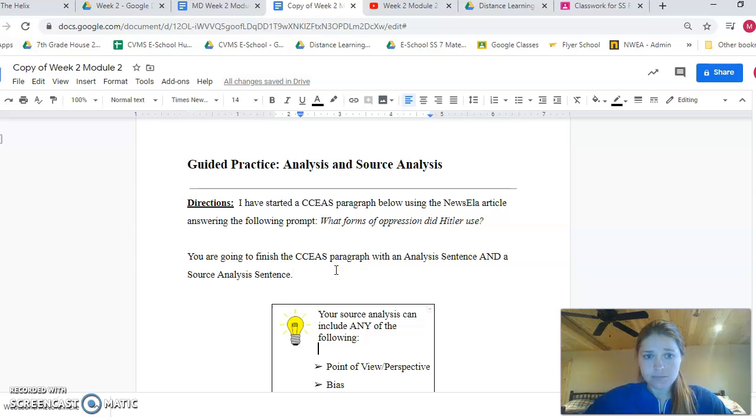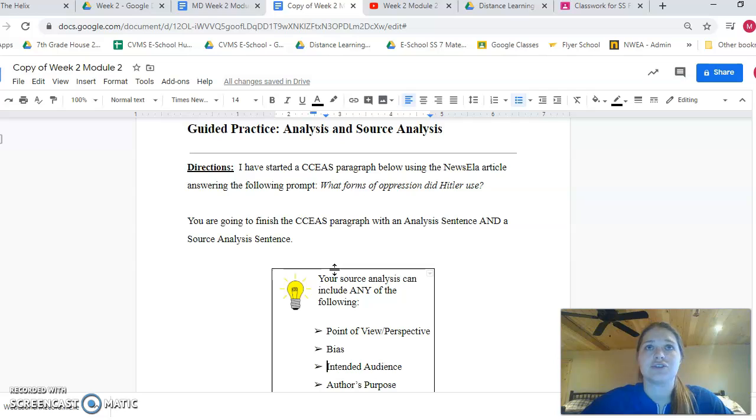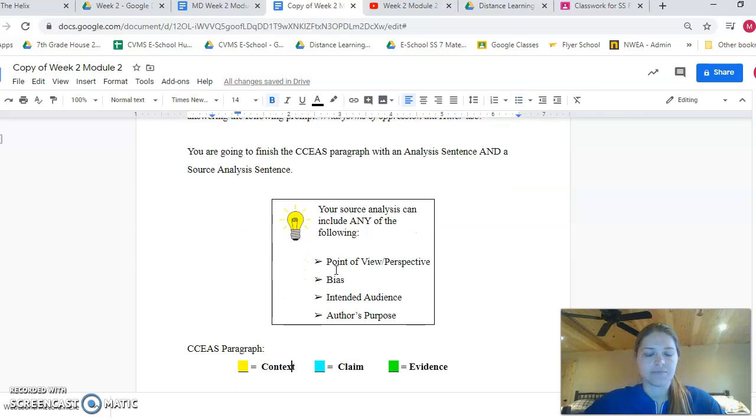So now we've talked about how your source analysis should be the author's purpose or the author's intended audience. Now we can add in bias. And now I feel more comfortable with you guys also doing point of view and perspective. Some of you already were doing it, but hopefully through these online modules that we've had last week and this week, you also feel more comfortable doing it.